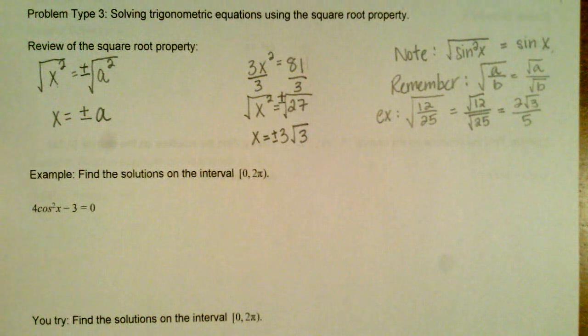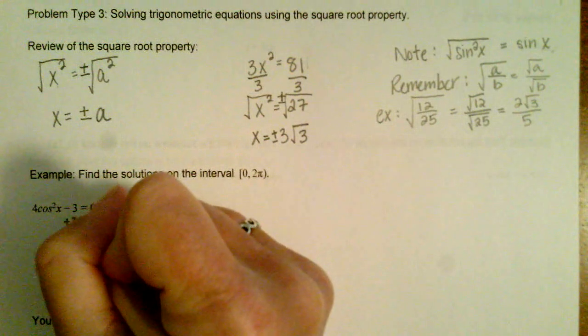So the same way that I would do this if this was an x, I need to isolate my variable term. So the first thing that I'm going to do is I'm going to add 3 to both sides.